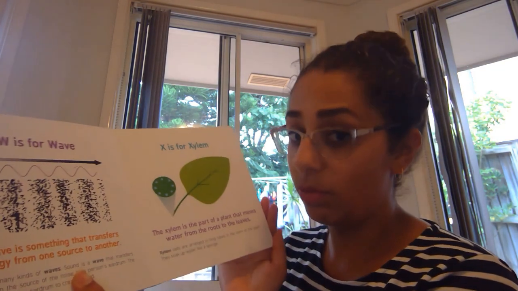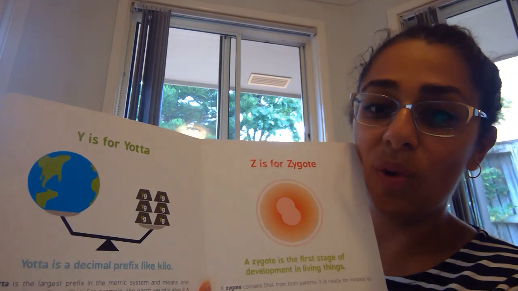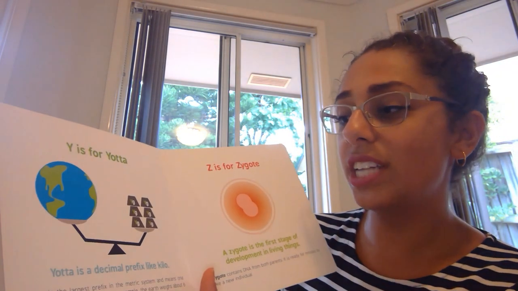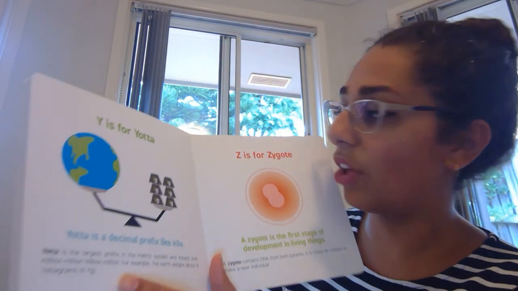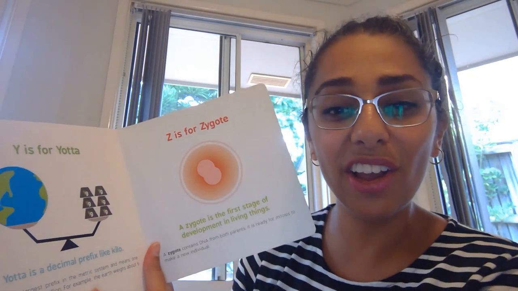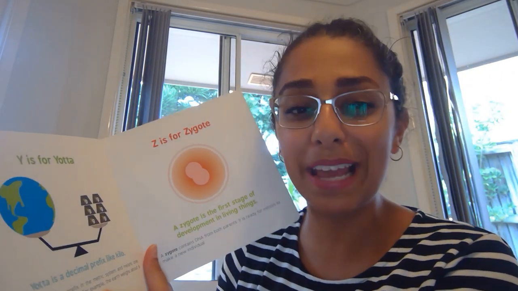We've been through W and X. Nearly there, guys. Y is for yotta. Yotta is a decimal prefix like kilo. And Z is for zygote, the thing that happens before a baby that screams around and doesn't let you finish the ABCs of science. She's pretty cute. Bye. See you next time.